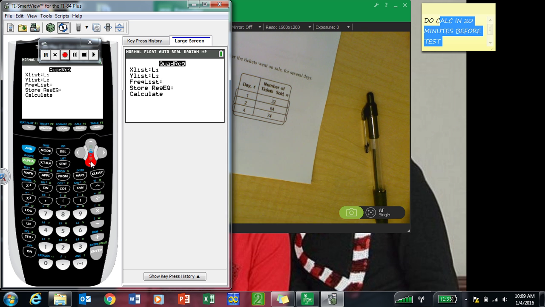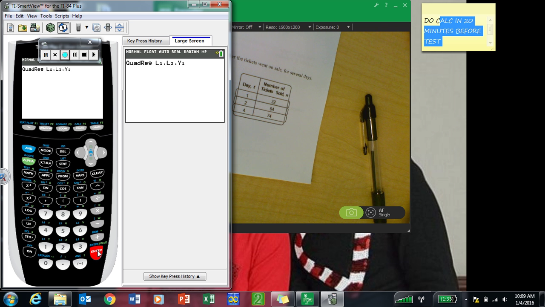Store regression equation. I'm going to put y1 because I want my equation to get stored into y1. So alpha trace y1. You don't have to do that. You could skip right over store regression equation. And then I'm going to go down to calculate. So notice it gives me my a, my b, and my c. So the equation would be y equals negative 9x squared plus 59x plus or minus 18. So it does it all for you.